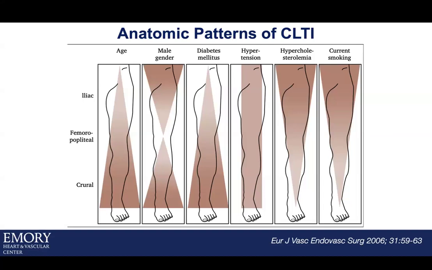In patients with CLTI and infrapopliteal disease, the posterior tibial artery tends to be the most diseased, and often the peroneal artery is the least diseased. So that's something you will notice in CLTI patients. Posterior tibial is mostly involved. The peroneal artery is the least involved.